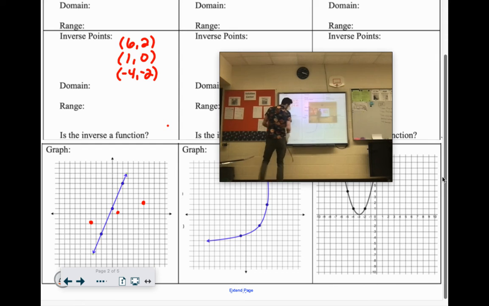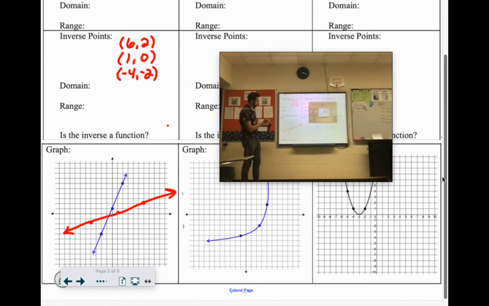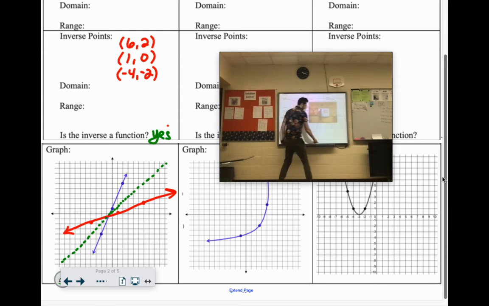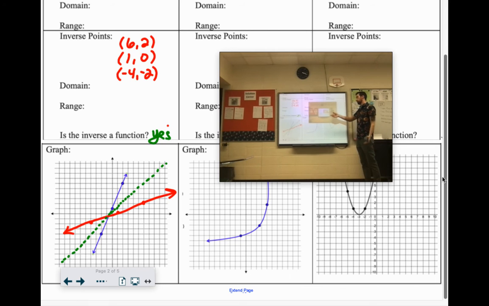So if we were to draw a straight line through this, the thing with if they are inverses of each other, they have to reflect over the line y equals x, which is just a diagonal line through the graph. And if you look, that's a perfect reflection on both sides. So yes, they are inverses of each other. We'll talk domain and range some other time. This is a linear function, so it's all real numbers both ways.